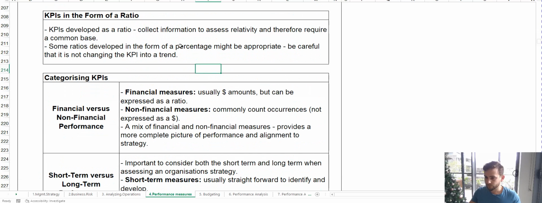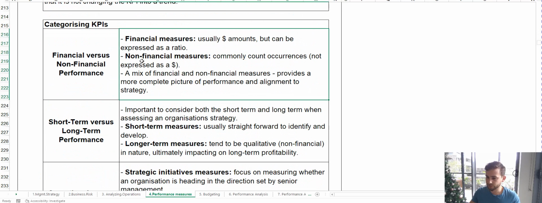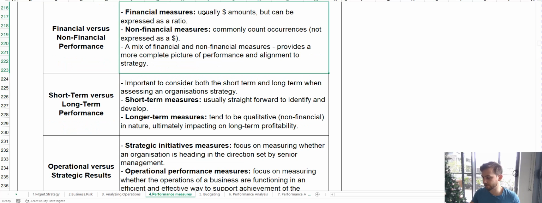Okay, so let's talk about categorizing KPIs, which is perfect timing because we just focused on a non-financial KPI. So there's two categories here. There's financial measures. This is usually a dollar amount, but it could also be a certain data point. Or it could be non-financial measures. We talked about a bunch of those. Passenger numbers is one, return passengers is another. And this is not usually expressed as a dollar. It's expressed as a number, like number of passengers. So it'd be 1, 2, 3, 4, 5, 6.